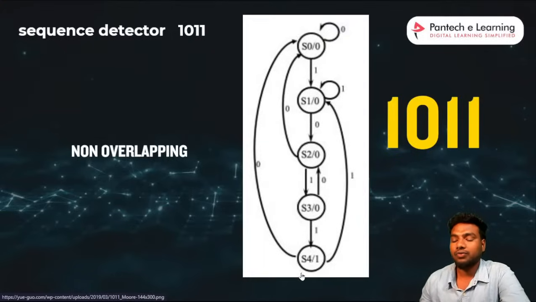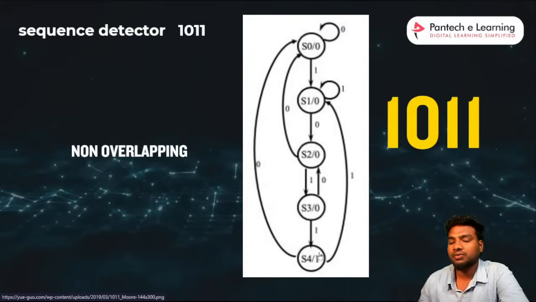And then in the fourth state, if the input is 1, I will get my sequence, 1 0 1 1. If my input is 1, I will get my sequence, so it means I got the output. You can see here 1 is declared. So in the S4 state, input 1 means I got the output from the fourth state.